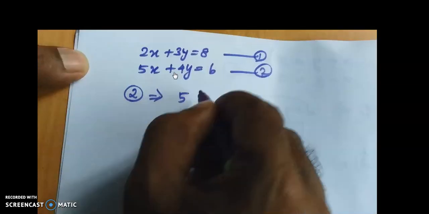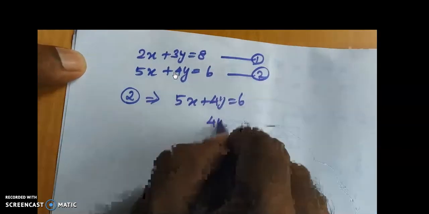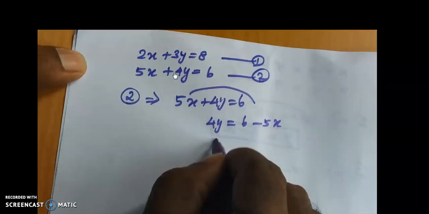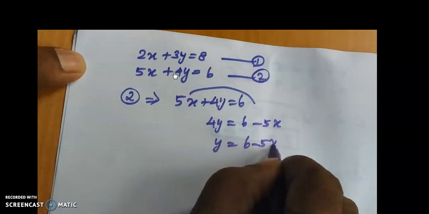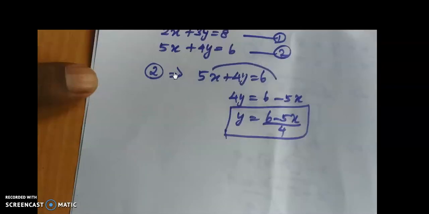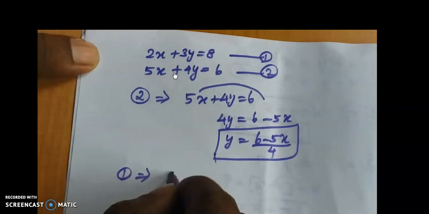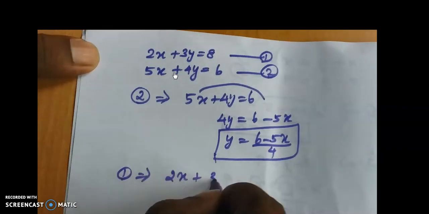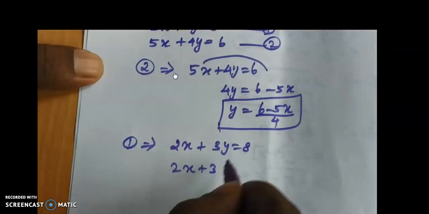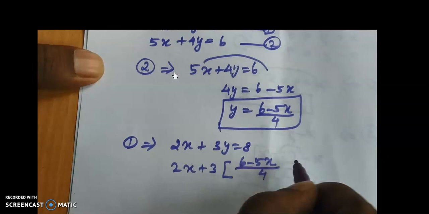That is 5x plus 4y equal to 6. So what we have here, 4y value. So 4y equal to 6, so it will become minus 5x. Therefore y equal to 6 minus 5x whole divided by 4. Now that is the value of the variable y. Now substitute this value in equation number 1. Right? So 2x plus 3y equal to 8 is there. Okay, now instead of y, substitute the value here. So 2x plus 3 into, instead of y, 6 minus 5x by 4 equal to 8.